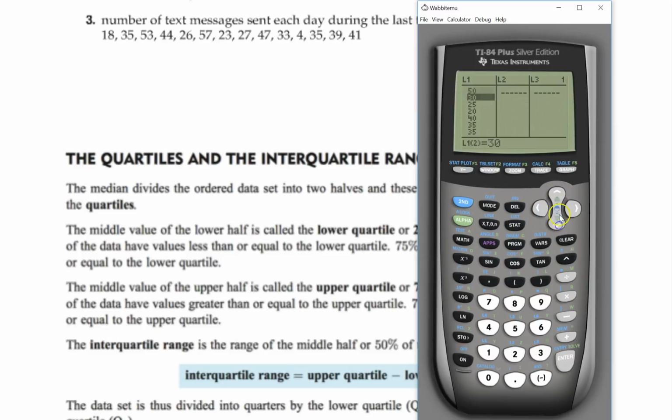Actually, I want to talk about how to clear this. I think we talked about it before, right? But if you want to clear the data, you press clear, not delete. If you press delete, you're going to lose it. Clear clears it all, and now you can type them all in. Again, they're all in there.